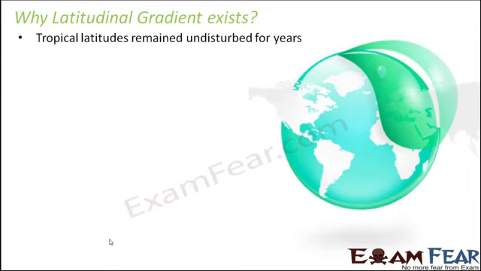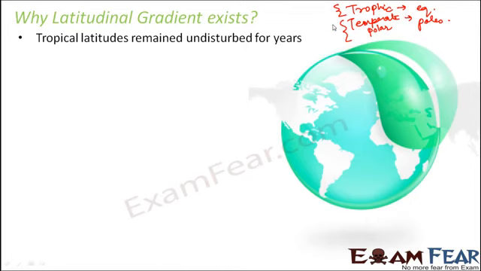Now, the tropical latitudes remain undisturbed for years. Now, what are tropical areas and what do we mean by temperate areas? Tropical areas are the areas near the equator, and the temperate areas are the areas near the poles. The temperate areas are also known as polar areas, because they are situated near the poles, and those areas which are situated near the equator are called the tropic regions. So now, the tropic latitudes remain undisturbed for years.